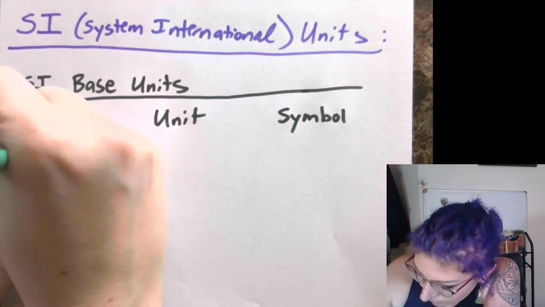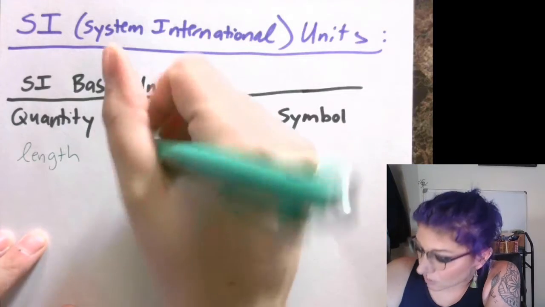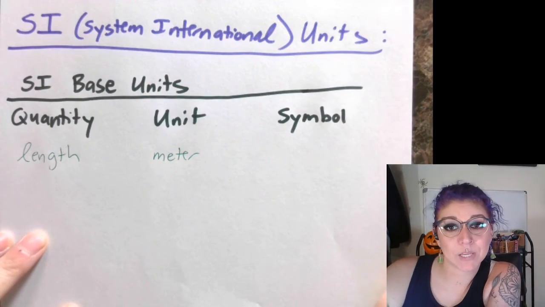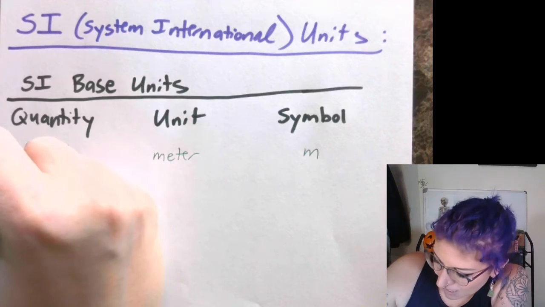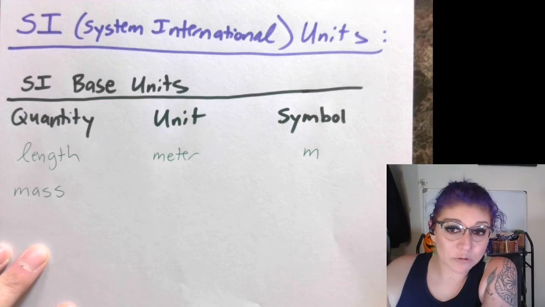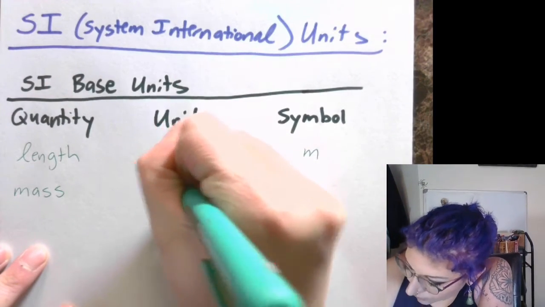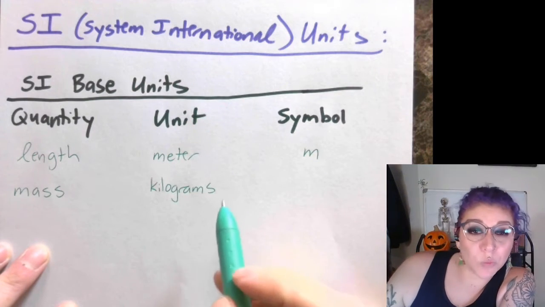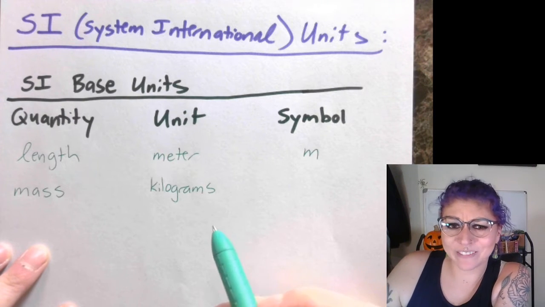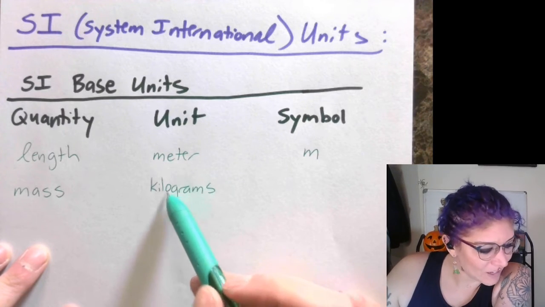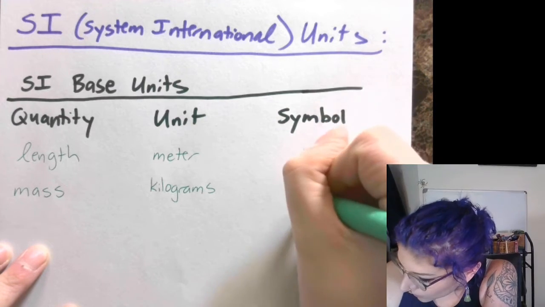All right, so for length, instead of using the foot, our base unit is the meter. And the symbol we use is a little m. So for mass, we don't use pounds. We use kilograms. A lot of the times we will work with grams, or actually something smaller than grams, because a lot of the stuff we work with is not this much. The symbol for this is kg. So K for kilo, G for grams.